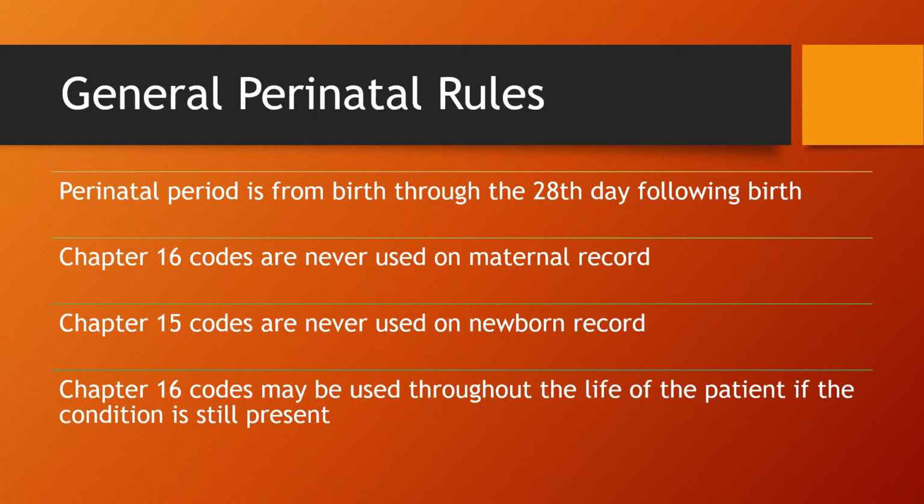And again, codes from this chapter are only used on newborn records, never on the maternal record, just as the codes from chapter 15 are only used on the mother's record and never on the newborn. Chapter 16 codes may be used throughout the life of the patient if the condition that is present while they are newborn is still present when they are older.